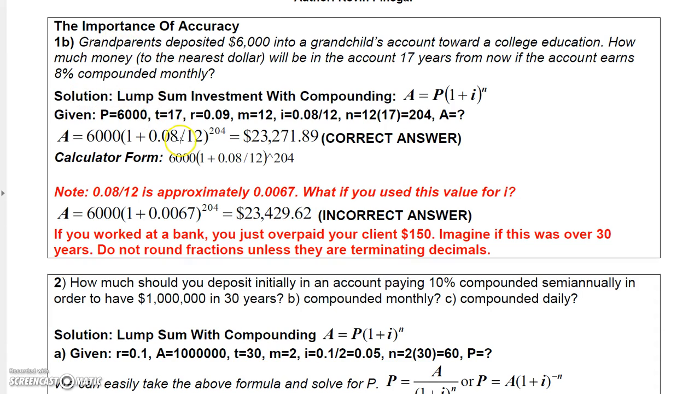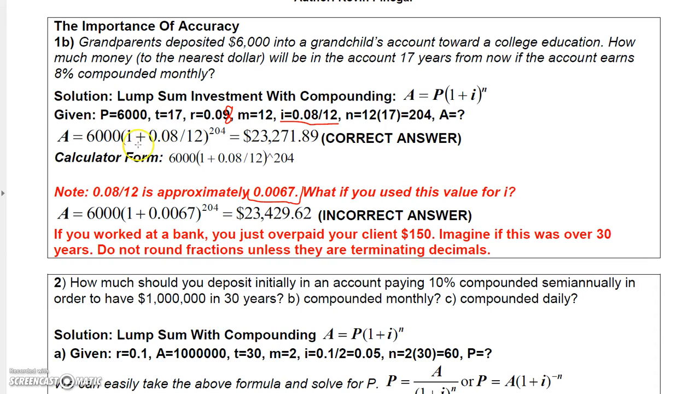I'll let you read this, but let me just explain something to you. If the interest rate had been 8%, that should be an 8, not a 9. If the interest rate had been 8%, then you would have i equals 0.08 over 12, and you'd want to leave it like that, because with 0.08 over 12, all you can do is approximate it as a decimal, since it's a repeating decimal. So let me just show you.